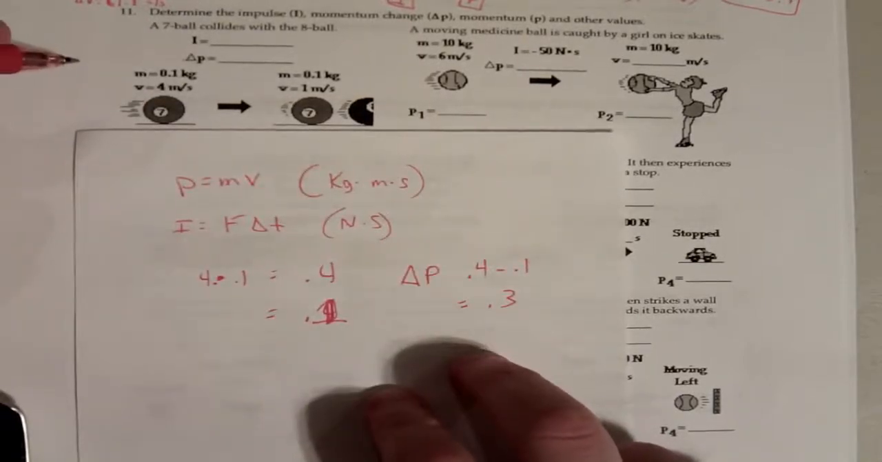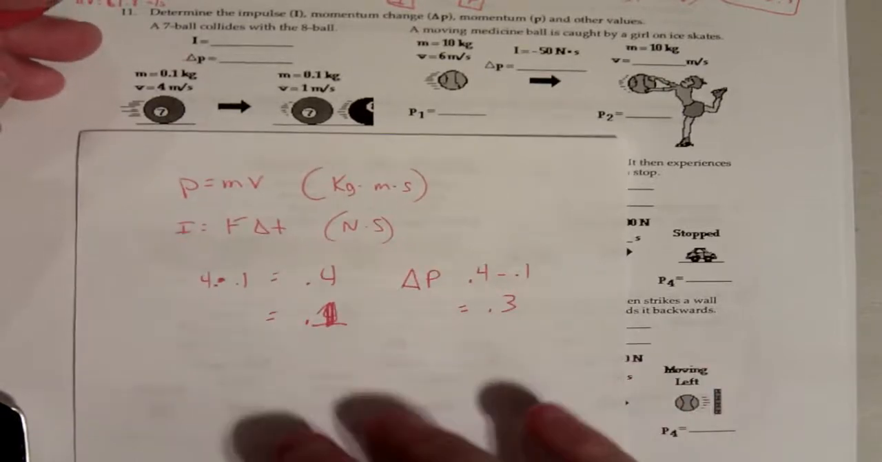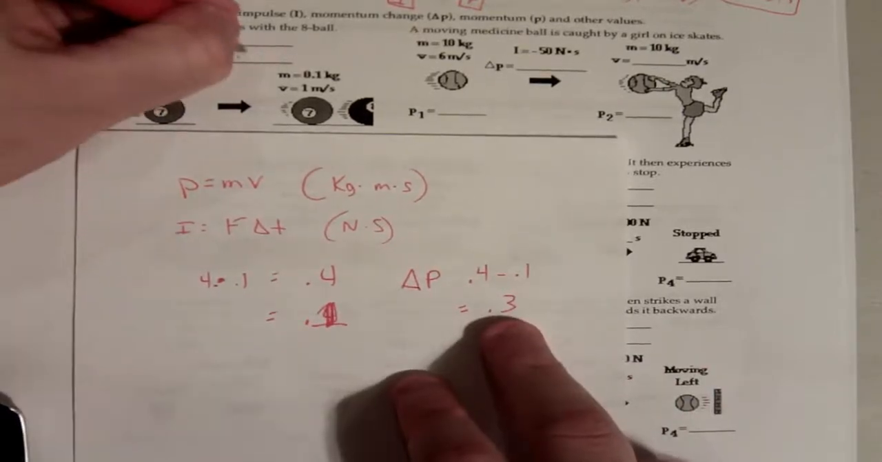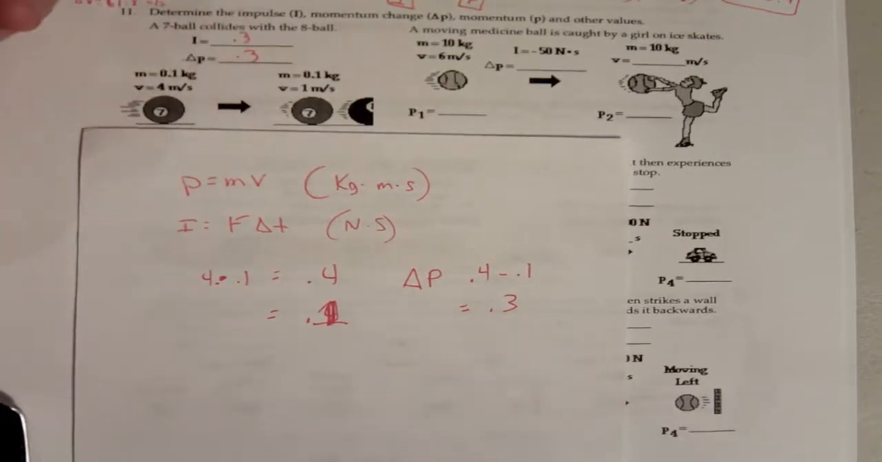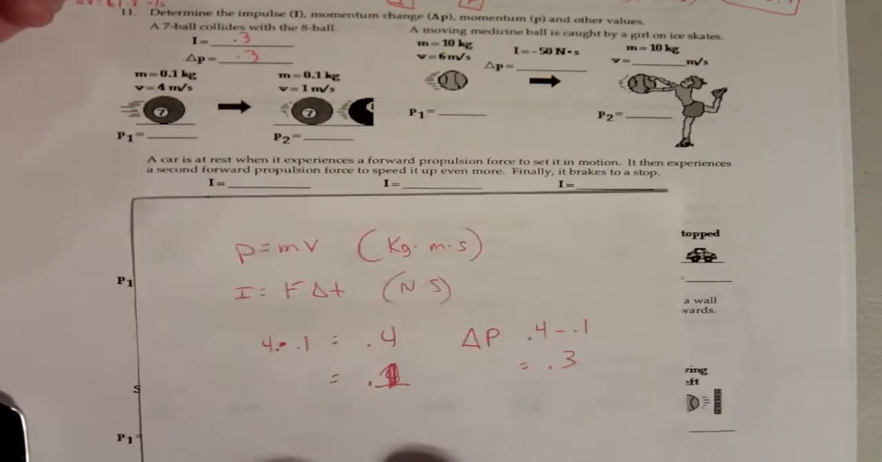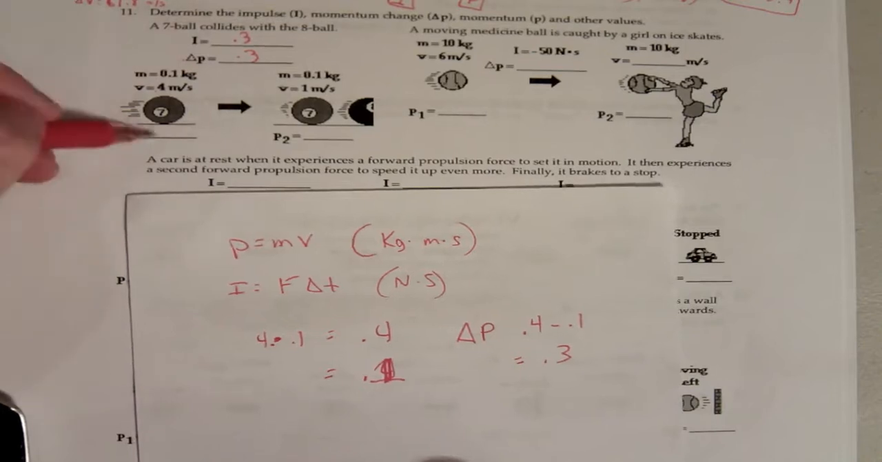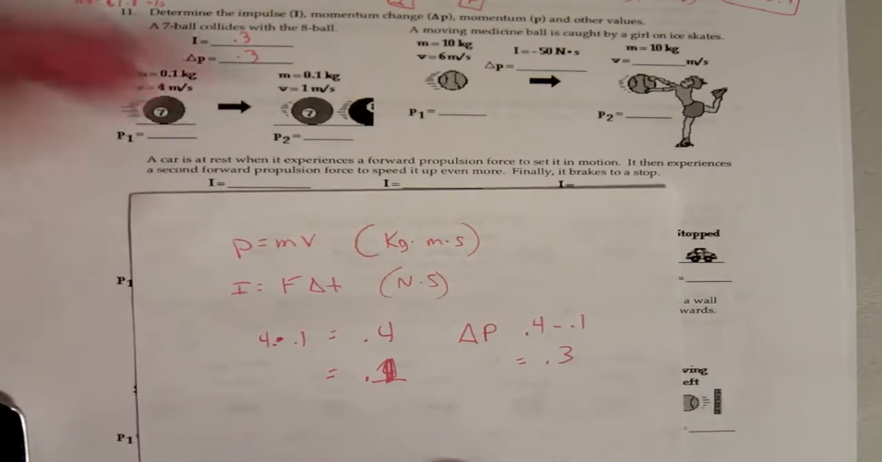So what does that mean? That means your change in momentum will be 0.3, which means your impulse will be 0.3, right? Okay, I'll let you do the rest. This is just the momentum first, momentum second.